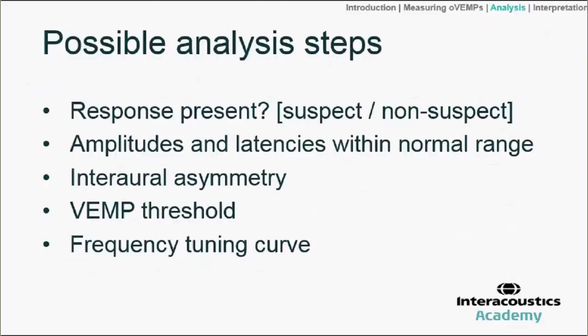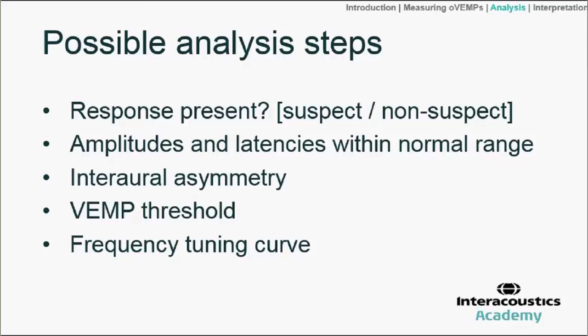Okay, so that's hopefully a useful overview, in the necessary depth, for the process of actually measuring VEMPs and some of the considerations. But now let us run through the analysis steps. There are a number of different parameters that we might look at. First of all, we're interested in whether the response is present in the first place, and we check both the suspect and non-suspect side, if there was one, if there were unilateral symptoms, for example.